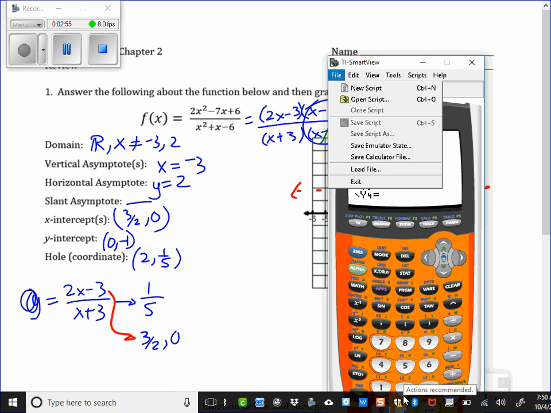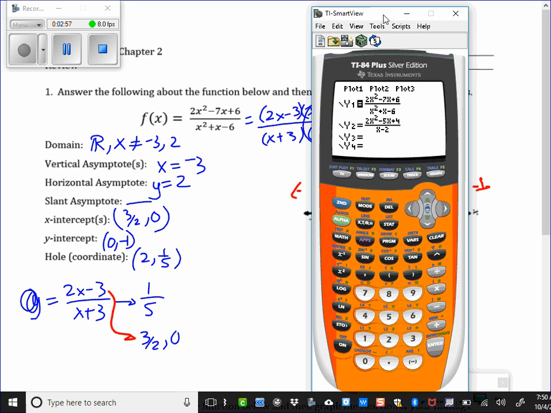I already have mine typed in there. So I already have it in y equals there, and I would always graph the original, because in case you made a mistake with factoring or something, you would maybe recognize that. So I have it in y1. So hang on, my graph. Do zoom 6 there. I fixed it.